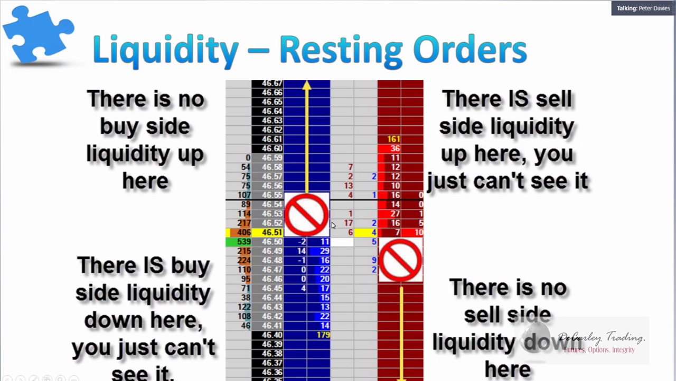But there is no buy-side liquidity above the current price, okay? And, simple analogy, you've never looked up and seen a floor, okay? It's the same thing in the market. On the sell side, there are ceilings all the way up here. There's liquidity up there, but you just can't see it. Doesn't mean it's not there. But there is no seller liquidity below the current price.